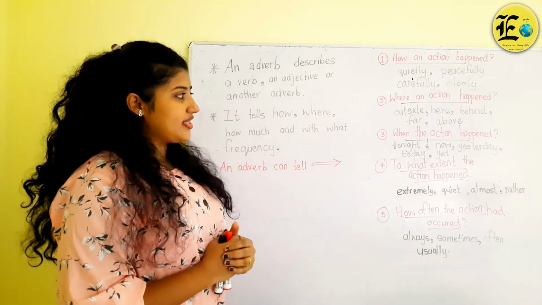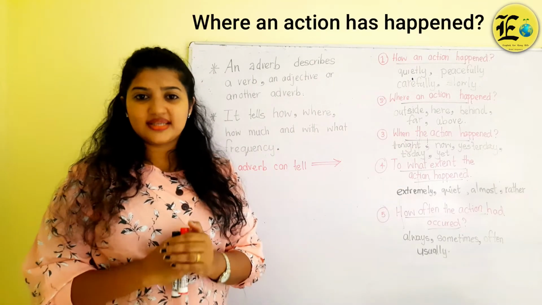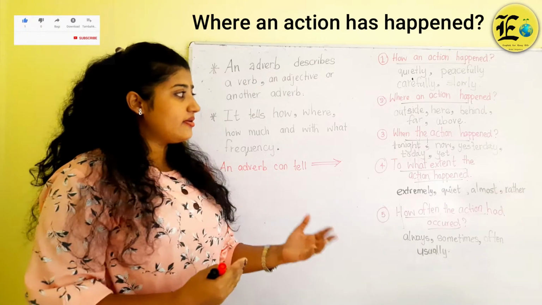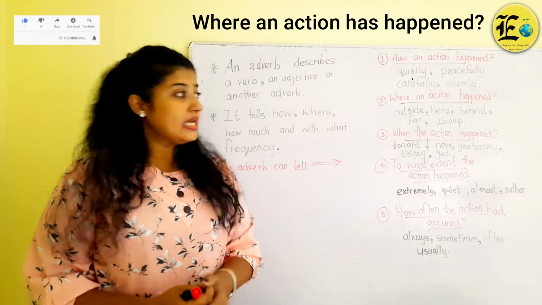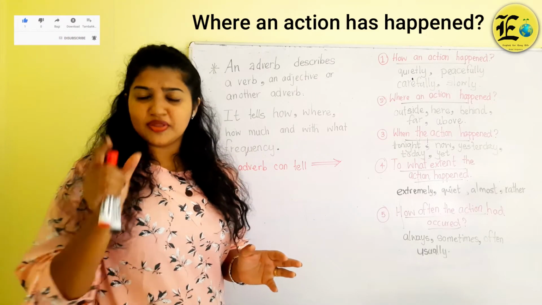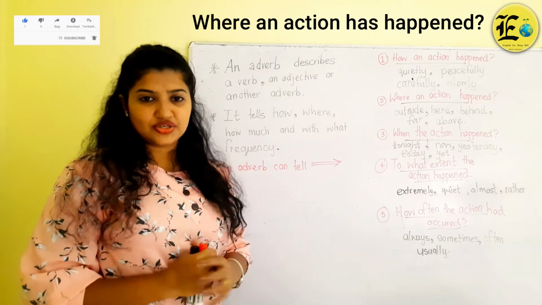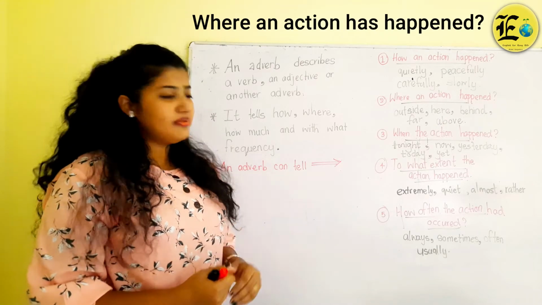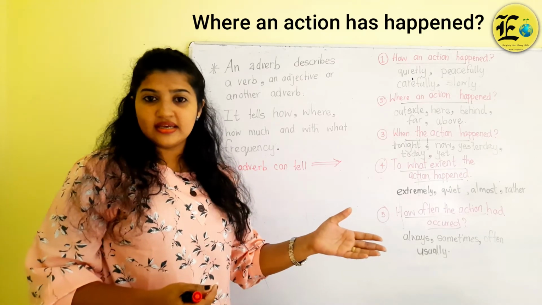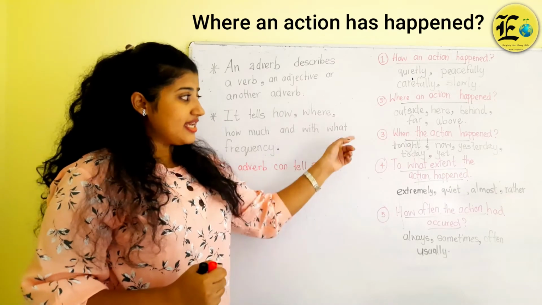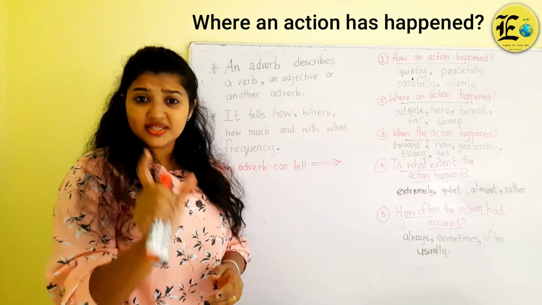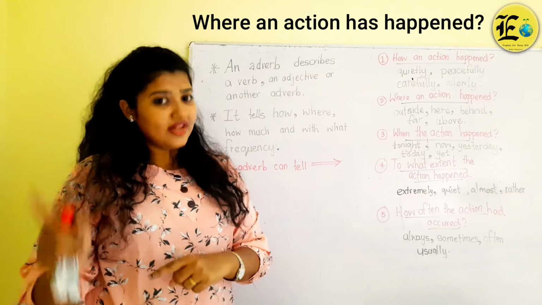So the next one, where the action has happened. For example, you have outside, here, behind, far and above. Now this requires you to describe the particular place where the action has happened. For example, where are the birds flying? Where are the birds flying? So the answer for that is, they fly above the sky. So the word above describes where the birds flew.